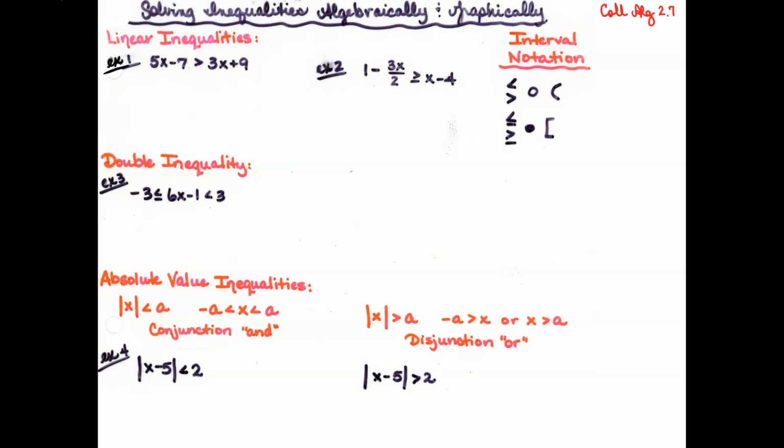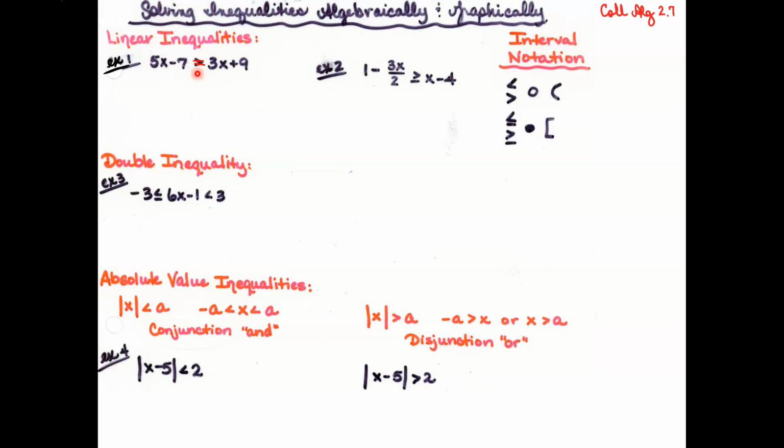When you're solving a linear inequality, you're going to solve it the exact same way you would as if this was an equal sign right here. All right. If this were an equal sign, what would you do first? Well, you'd get all of your x's on one side and all your constants on the other, right?